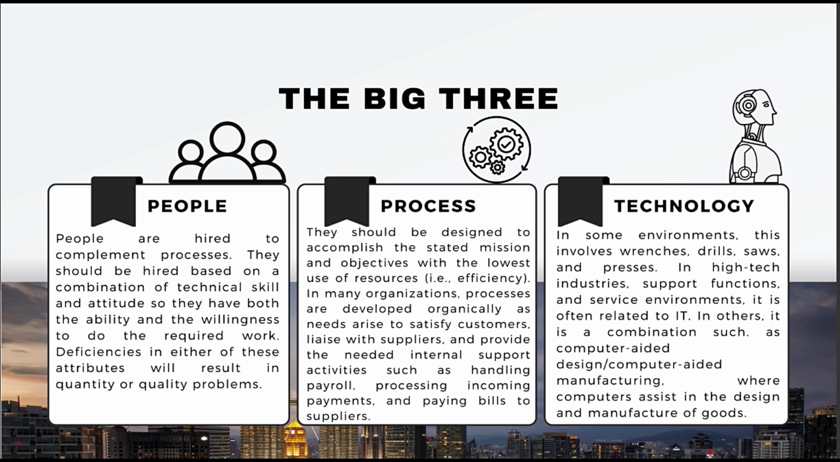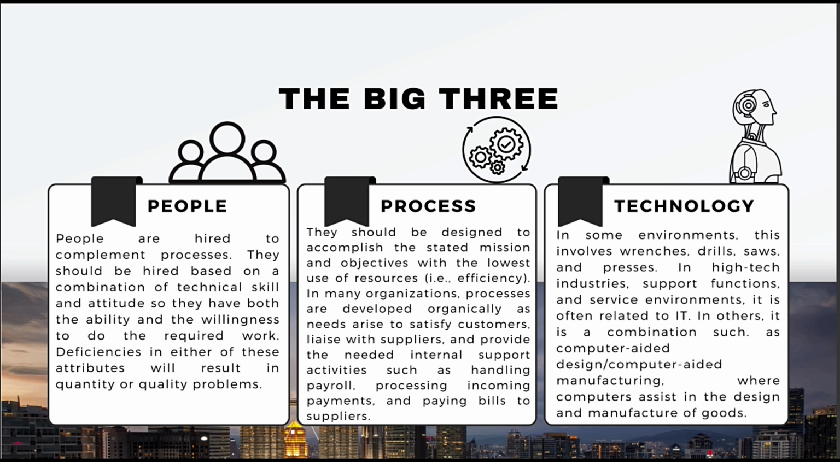And last, technology. Technology encompasses the tools, machinery, systems, and digital solutions utilized to support and enhance organizational processes and the work of its people. Technology can automate repetitive tasks, provide real-time data insights, enable collaboration, and improve communication. It should be selected and integrated strategically to complement and augment the capabilities of both people and processes.